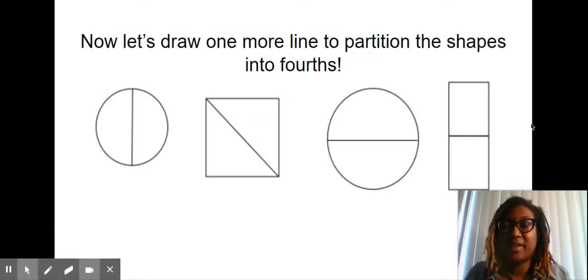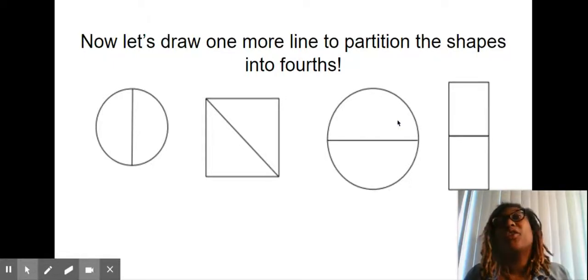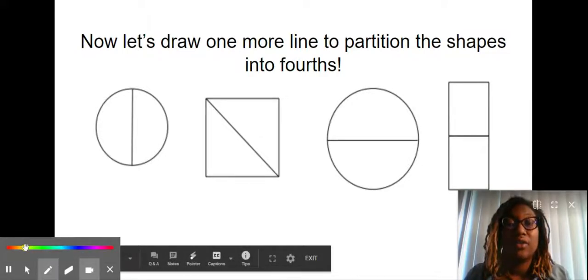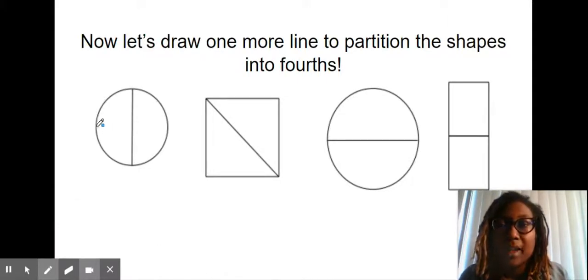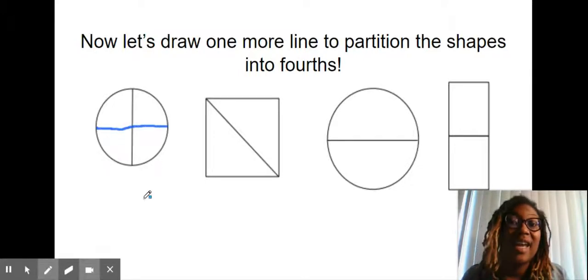Okay, now it says, let's draw one more line to partition the shapes into fourths. So halves is 2 equal parts or shares. Thirds is 3 equal parts or shares. So fourths means I should have 4 equal parts or shares. So it's telling me I should just have to draw one more line. So I'm thinking if I draw my one more line across, now I have 4 parts, right? 1, 2, 3, 4.